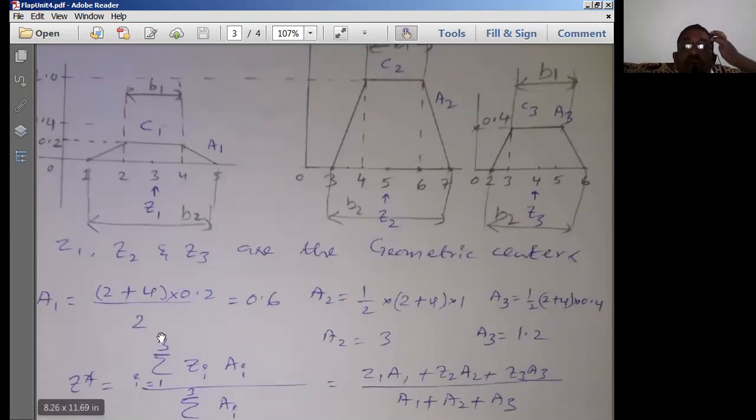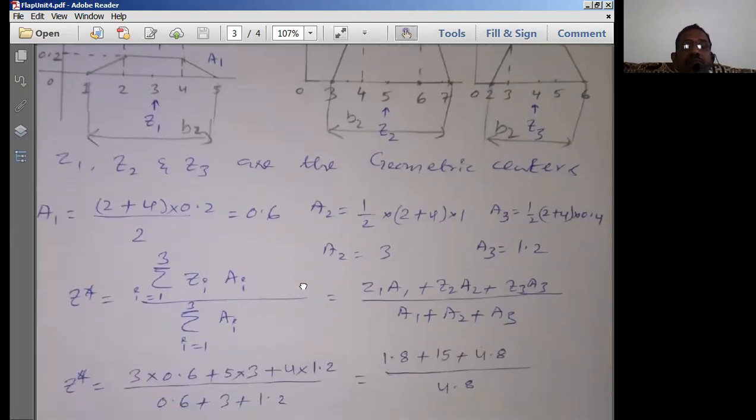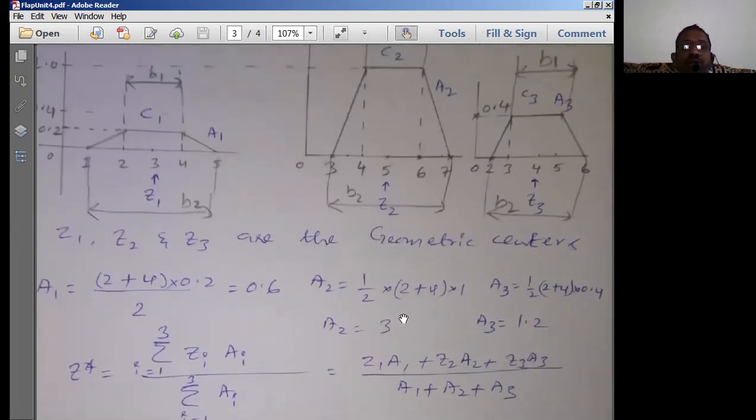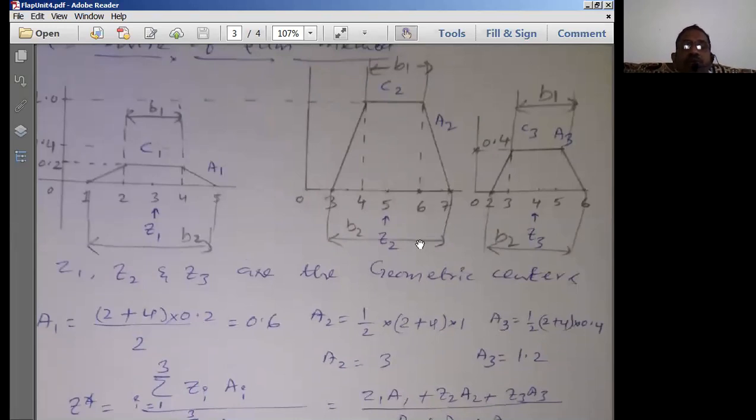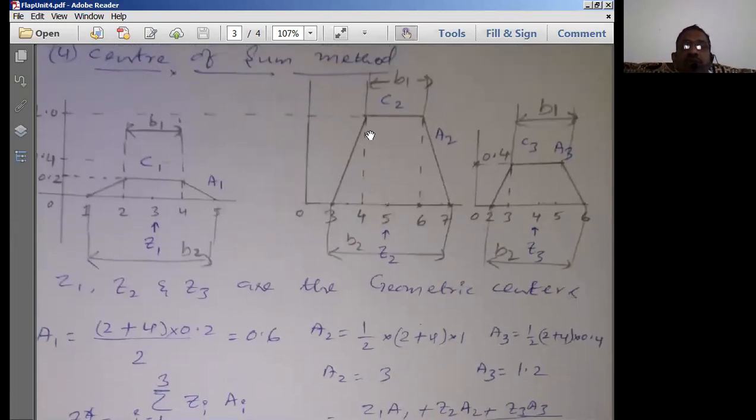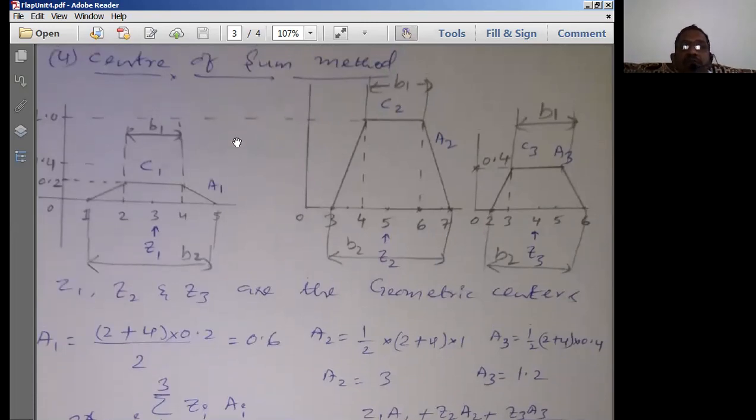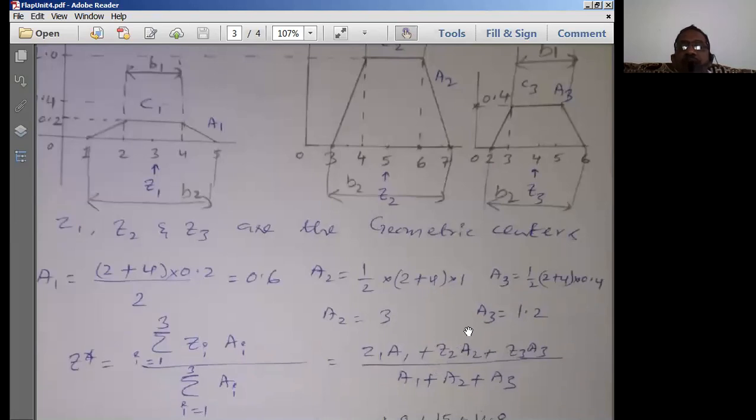Now find out A1. A1 is nothing but 1 by 2 into B1 plus B2. B1 is 4 minus 2, this length B1. So B1 plus B2, it is 5 minus 1, which is 4, into the height of this, which is 0.2. So A1 is equal to 0.6. Similar to that, I can find out A2. What is the formula? 1 by 2 into B1 plus B2. B1 is 6 minus 4, which is 2. B2 is 7 minus 3, which is 4, into the height. Height is equal to 1, given over here. So A2 is equal to 3. And next for the last figure, A3 is equal to 1 by 2 into B1.